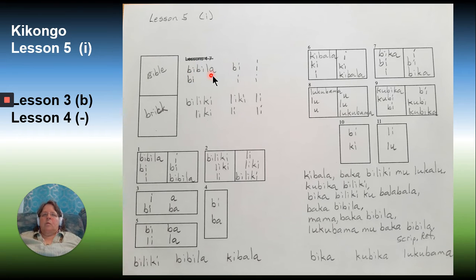So our two picture words, in this case they look fairly similar, Bibila and Biliki, and we're going to break down those. Once again, you could put them in either order. We're still keeping with the lowercase letters. This is Bible and brick.